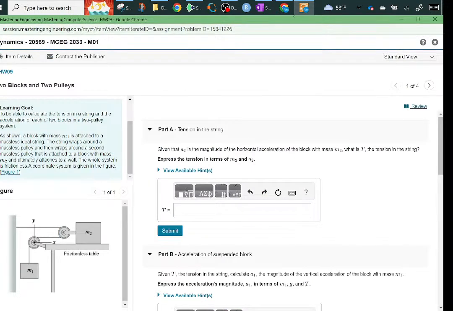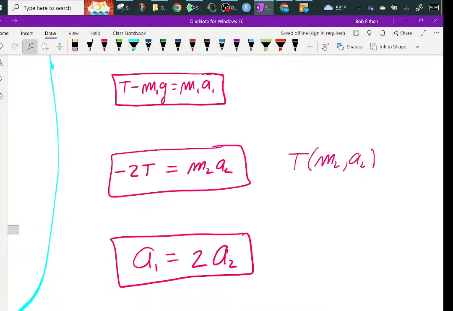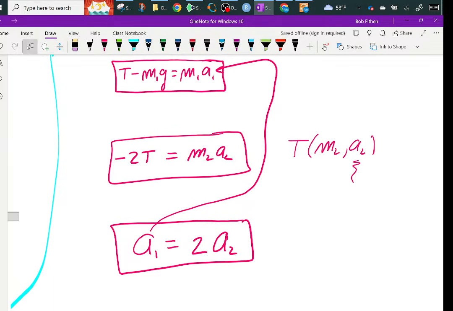Express the tension in terms of M2 and A2. We want to know the tension as a function of M2 and A2, which means I really need to remove the one out of there. So it depends on how you want to look at this. I don't want to see an A1. So if I don't want to see an A1, I'm going to take this, put this in there.